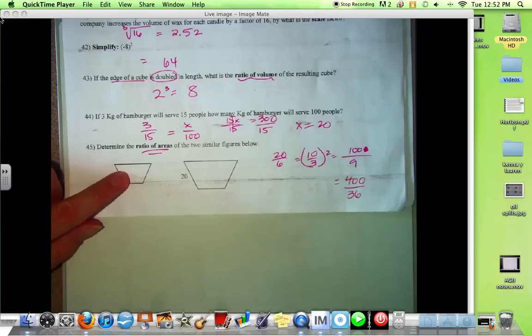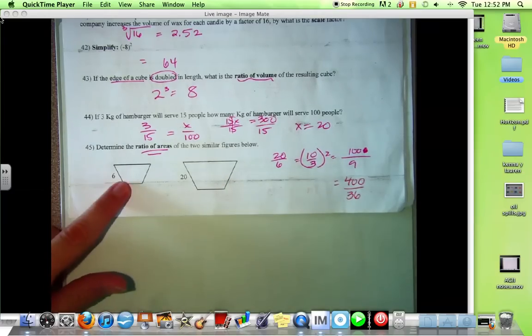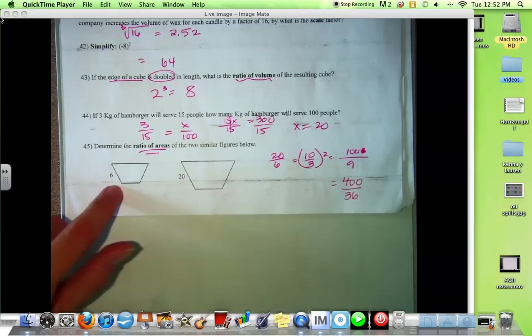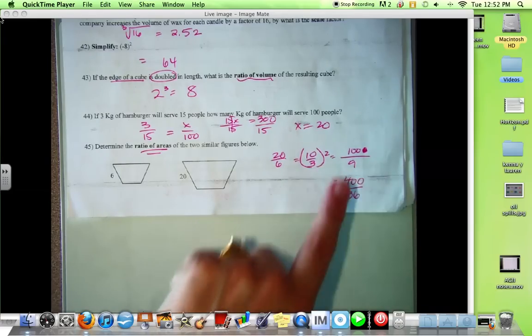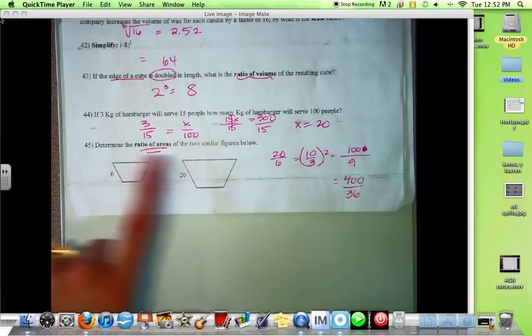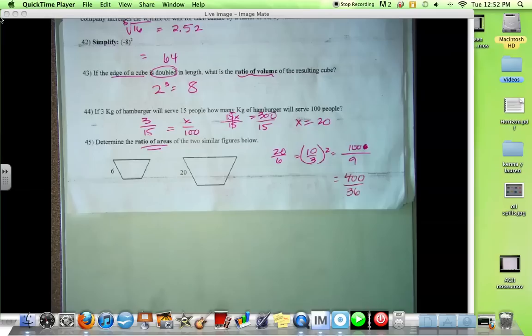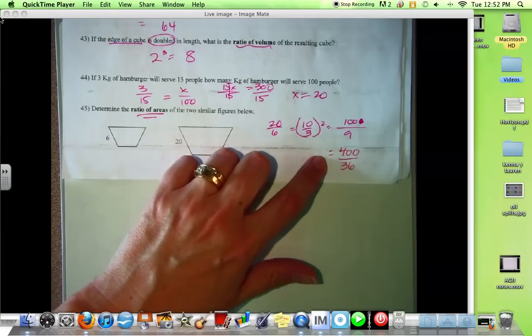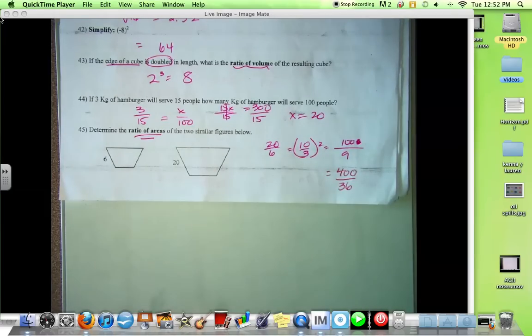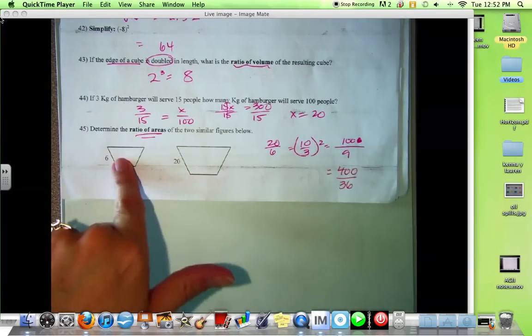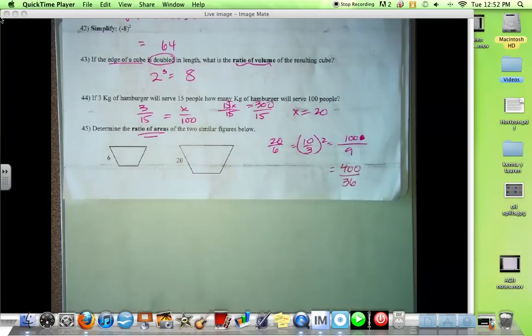45, ratio of areas. Write it as the image to pre-image. 20 to 6, I reduced it, and then you square it. Ratio of areas is the side length squared. I started off with 6 over 20 squared, and then I got 36 over 400. Is that wrong? It's not pre-image. You won't find that answer on your exam because for one, it's not written as image to pre-image, and for another, because you haven't reduced it. Okay? Any other questions on that?